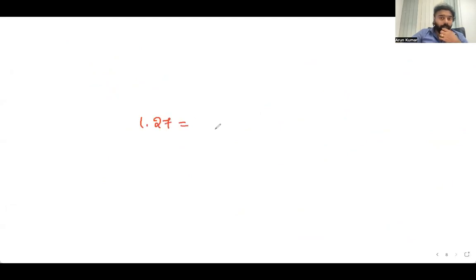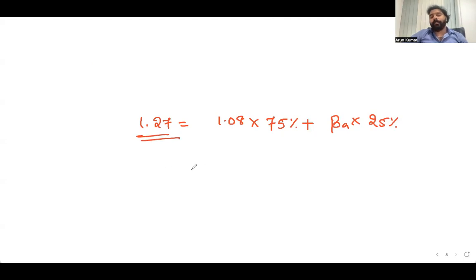So how will you get it? It will be 1.08, the business risk of other activity, into 75% plus the business risk of the targeted component into 25%. So this weightage will give you the overall business risk. So now substitute the formula. 1.27 minus 1.08 into 75%. Check it out.